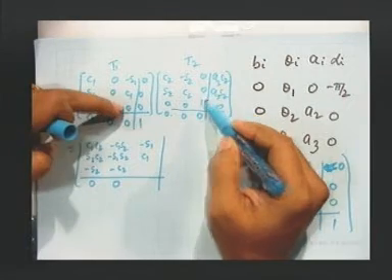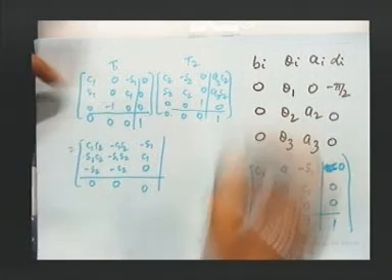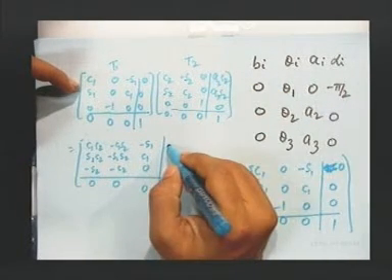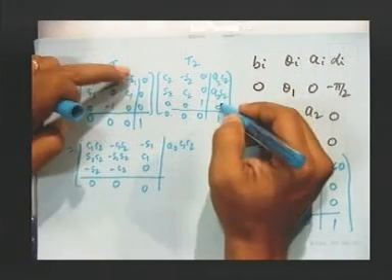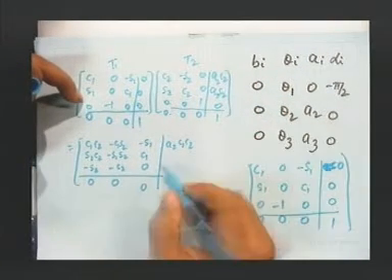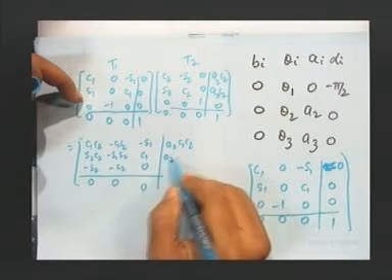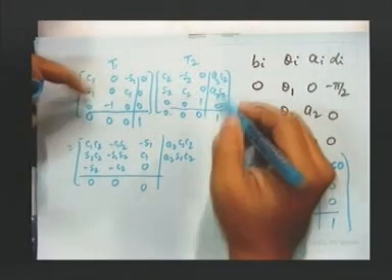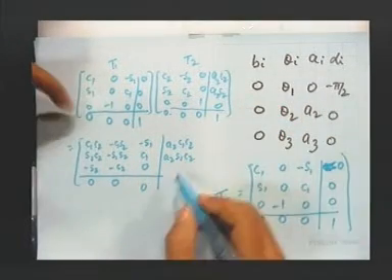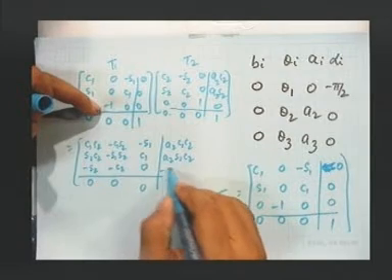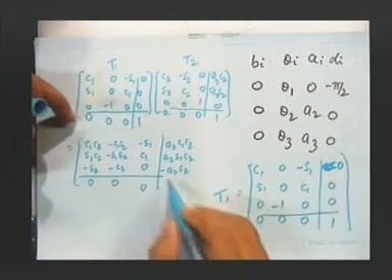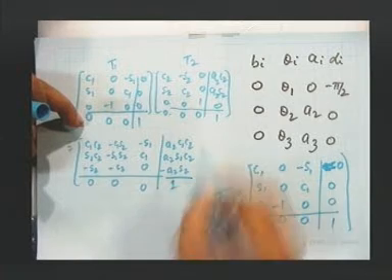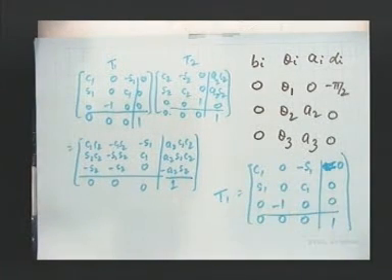So, this will be A2 cos 1 cos 2, 0, 0, 0, A2 sin 1 cos 2, 0, 0, 0, 0, minus A2 sin 2, 0, 0, and then this is 1. So, this is the multiplication of T1 and T2.